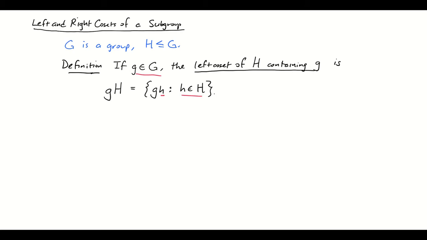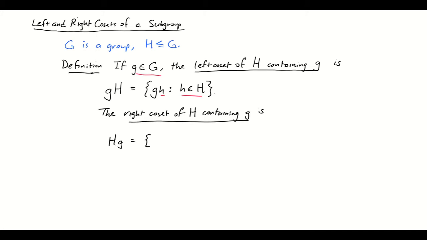And while we're at it, let's go ahead and define right coset. The right coset of H containing g is, and this is written Hg, the set of all elements hg, where h belongs to H. Again, g is fixed.